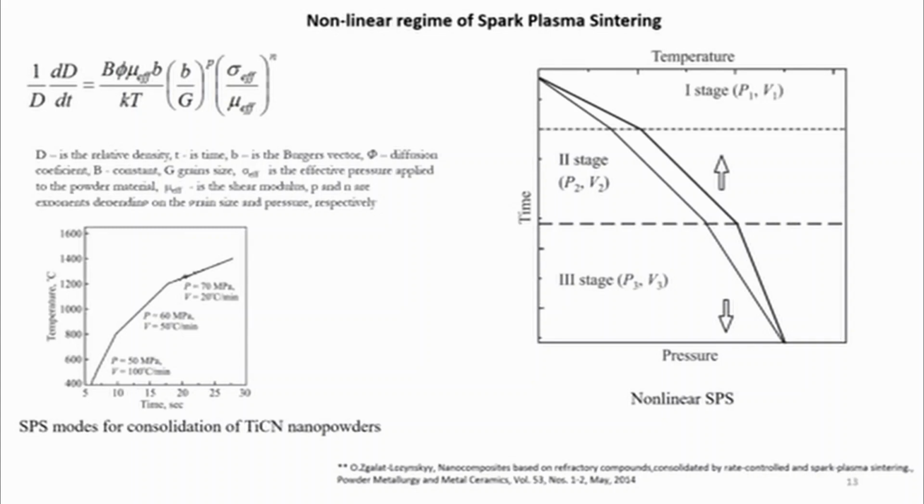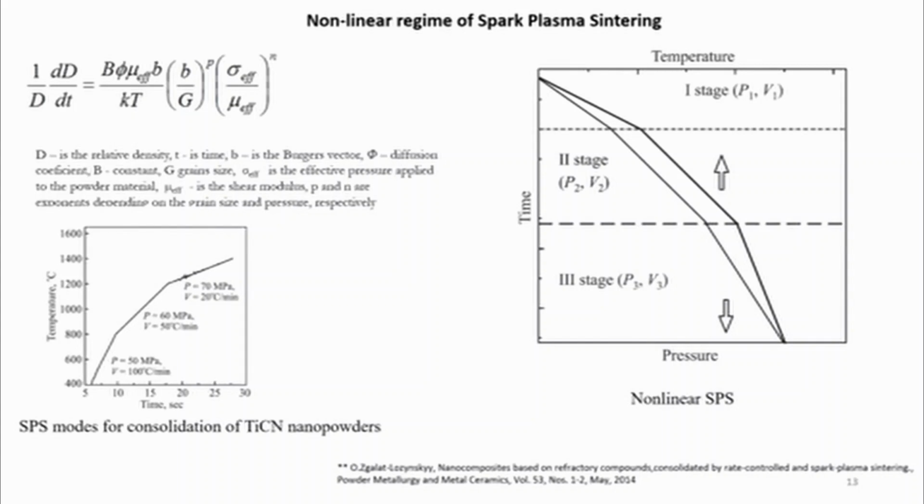Spark plasma sintering is a novel technique which is useful for consolidation of nanopowders, especially ceramic nanopowders, especially high melting point ceramic nanopowders. Spark plasma sintering is traditionally organized as follows: fast heating rate at around 100-200 centigrade per minute at a pressure up to 200 MPa, followed by holding for several minutes at high temperatures.